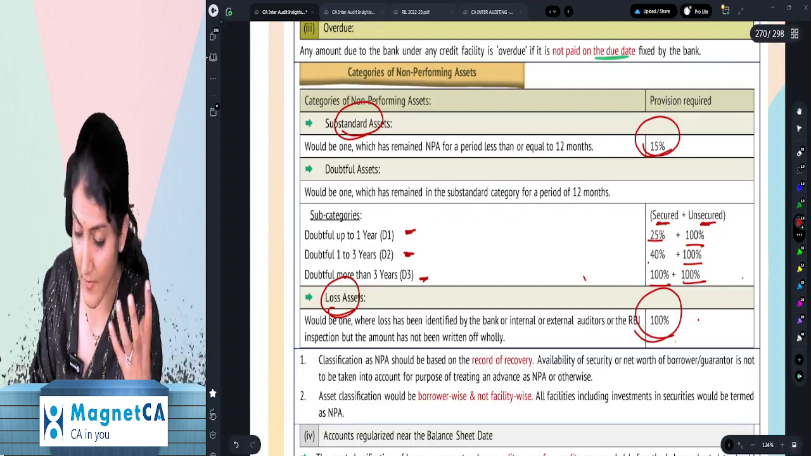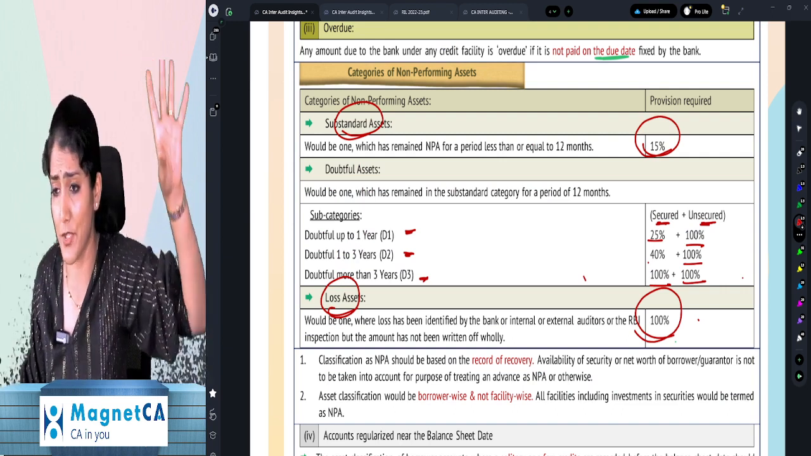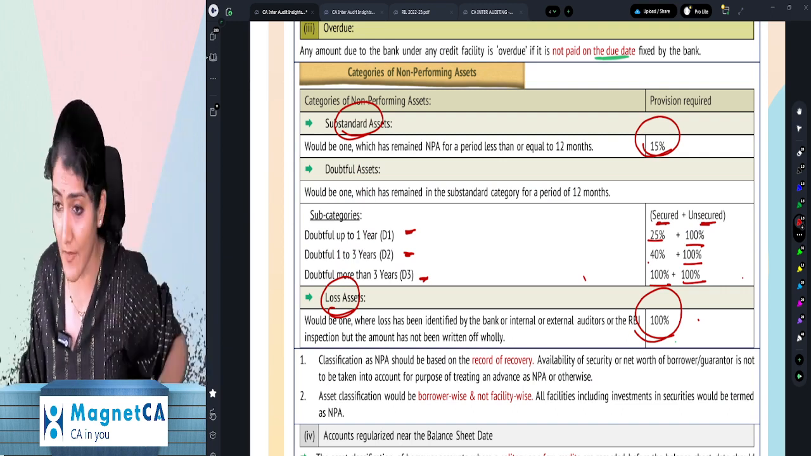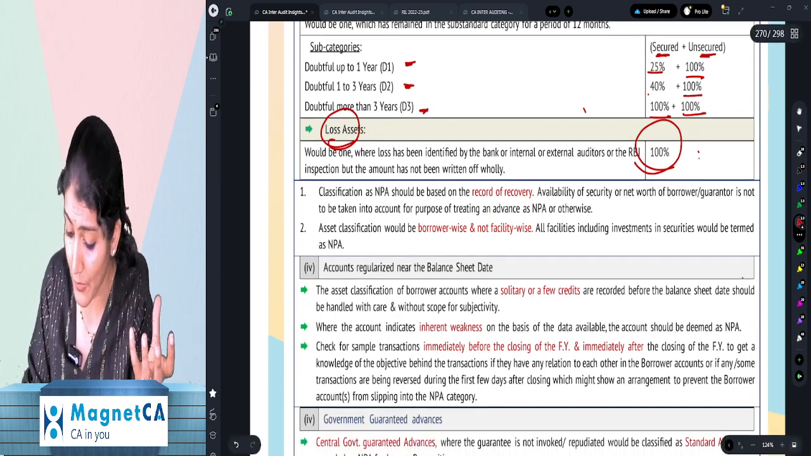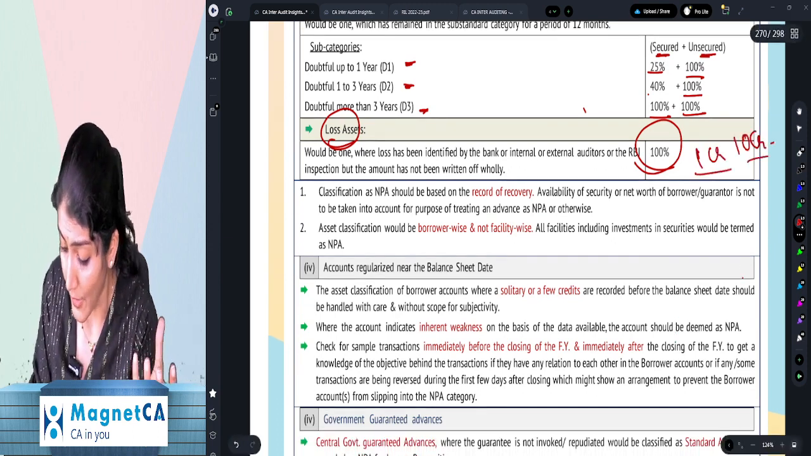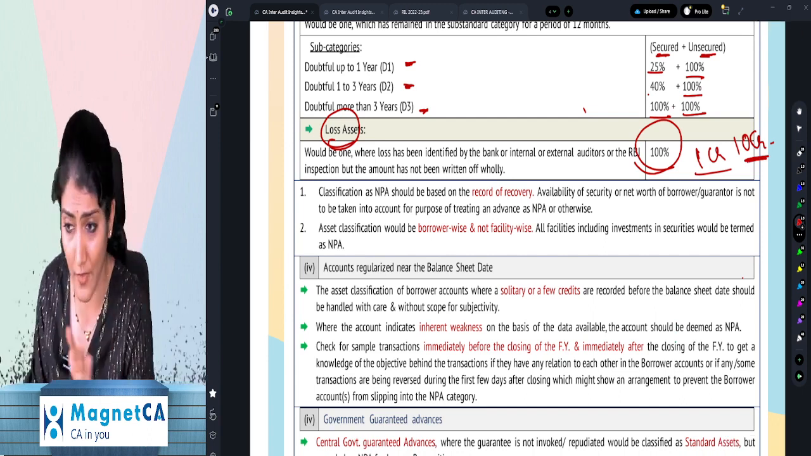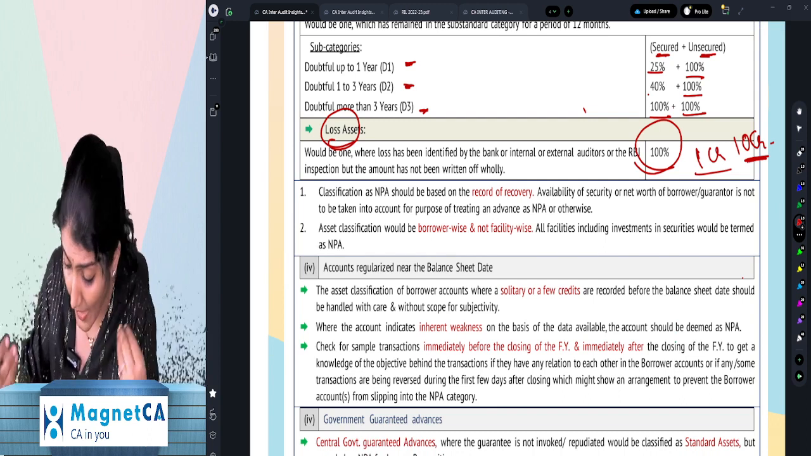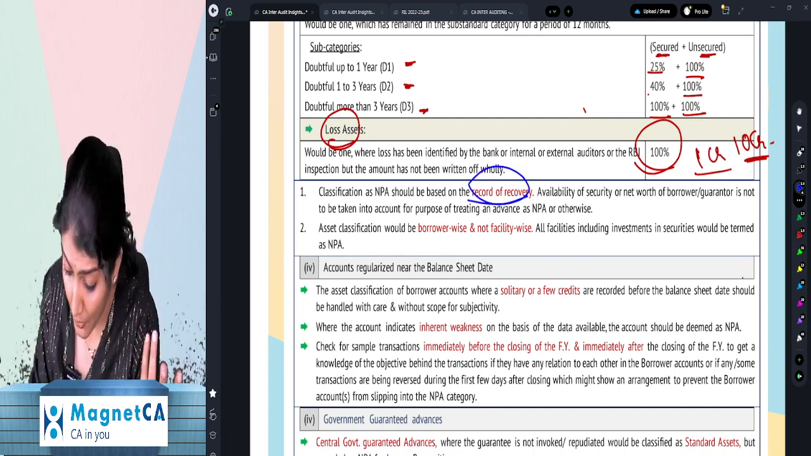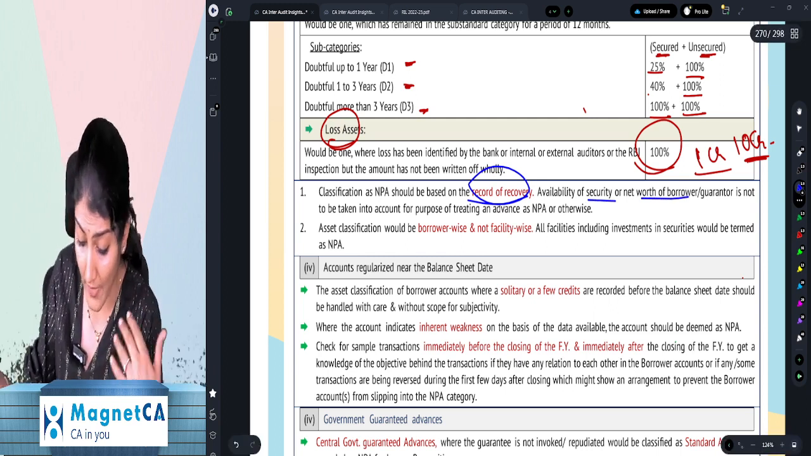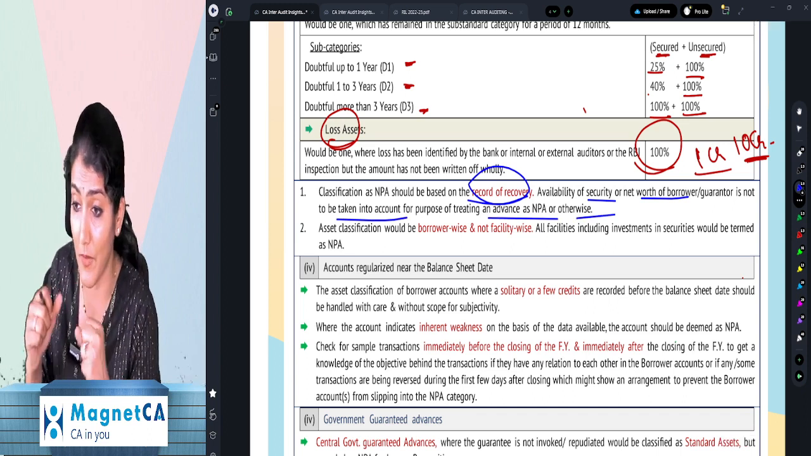Right, the provisioning percentages. Then say the borrower has amazing financial condition, amazing business is going on, but he is not repaying the loan of the bank. He's taken a 1 crore loan, he's given you 10 crore security. So then you will say, oh, if this borrower doesn't pay also okay because he's given 10 crore security. It says no. The classification of NPA is based on record of recovery. Availability of security, net worth of the borrower, guarantor is not to be taken into account for the purpose of treating an asset as an NPA.